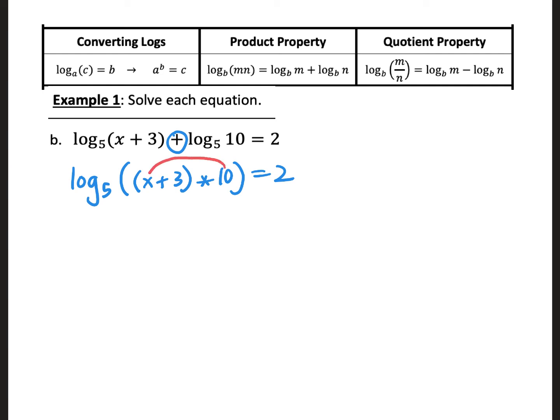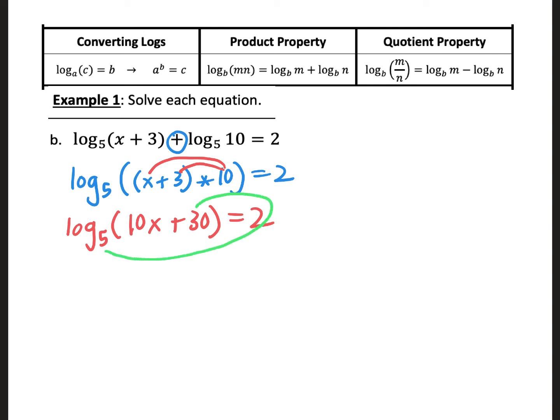Notice we're going to do 10 times x and 10 times 3. We're just going to distribute. So we have log base 5 of 10x plus 30 equals 2. At this point, I'm going to rewrite using the circle method. So I'll draw my circle. This means my base is going to be 5 to the power of 2, and then it's going to equal 10x plus 30. Again, from here, we're just solving for x.